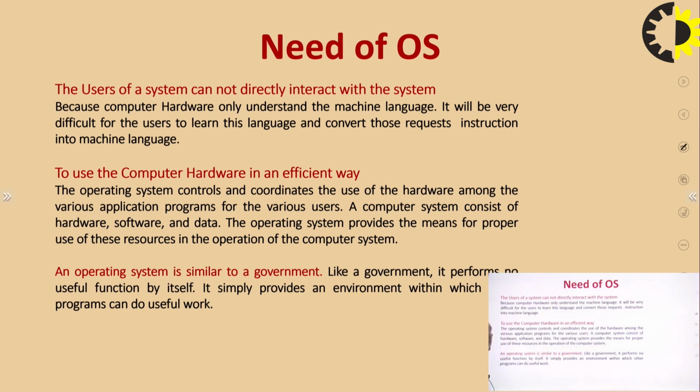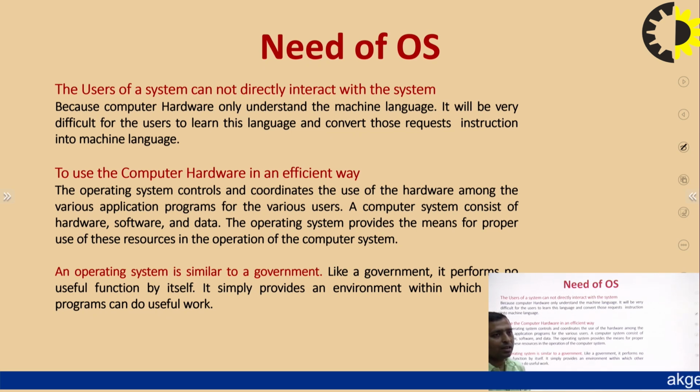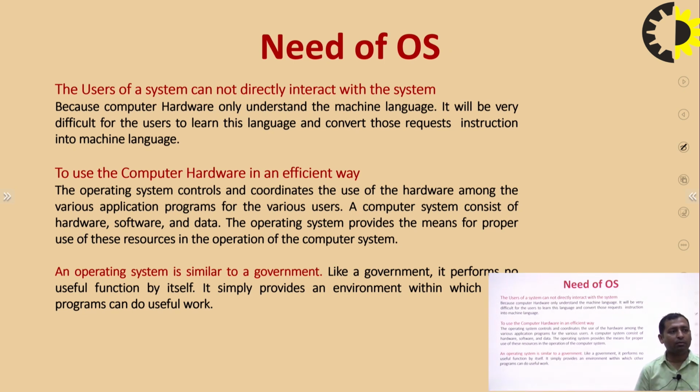Second, to use the computer hardware in an efficient way. Efficiency is also required. So the operating system controls and coordinates the use of the hardware among the various application programs for the various users. A computer system consists of hardware, software and data. Three major parts: hardware, software and data. The operating system provides the means for proper use of these resources in the operation of the computer system. So if we want to efficiently use the hardware, we need a software which performs this. That software is again operating system.